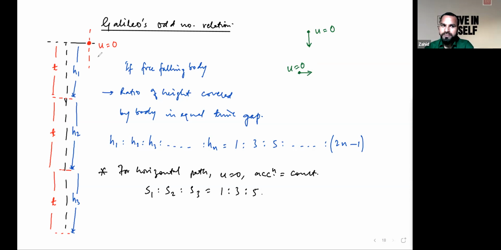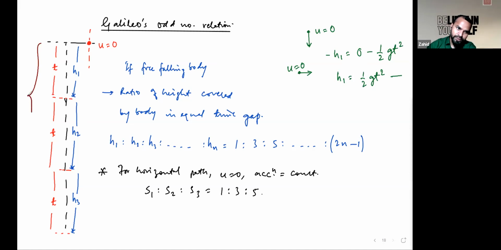In the first case, the initial velocity of the object is zero, and while going down, if you calculate the height covered by the body for equal time gap, let's say h1, which is along negative direction, it will be minus ut minus half gt squared. So h1 would be equal to half gt squared only. Now suppose you want to calculate the value of h2, how will you calculate it? First, you will find the total height from this point to this point, and you will subtract h1 to get h2. So h2 would be equal to half g.